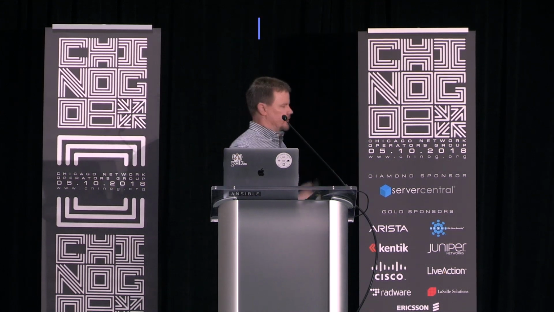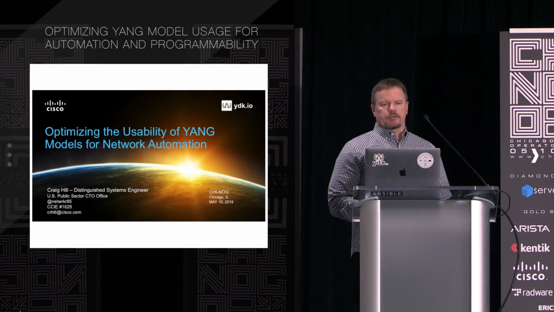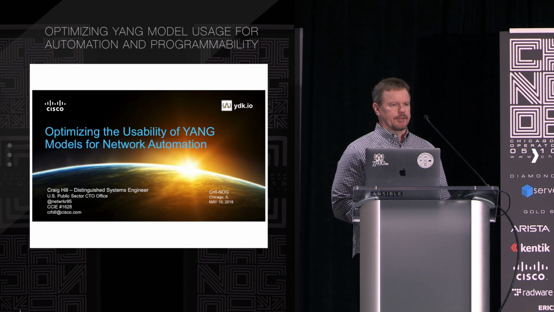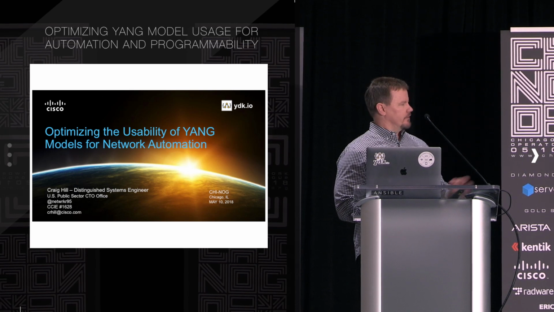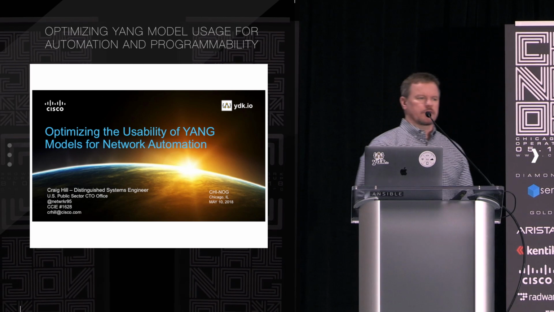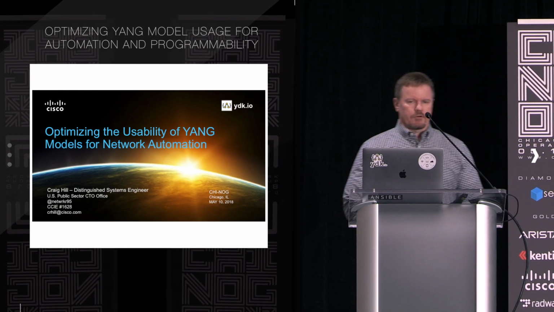I'm Craig Hill. I'm a distinguished SE out of Herndon, Virginia. I'm with Cisco. I work in the public sector CTO office and have been a network engineer all my life, of course. I've been working with Cisco about 23 years now, but have been shifting towards software automation and programmability, which I think is a really, really great topic to talk about today.